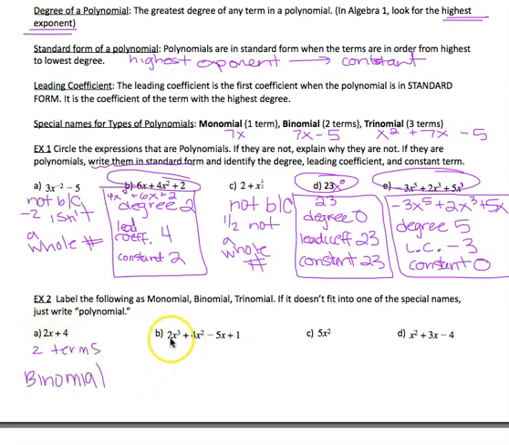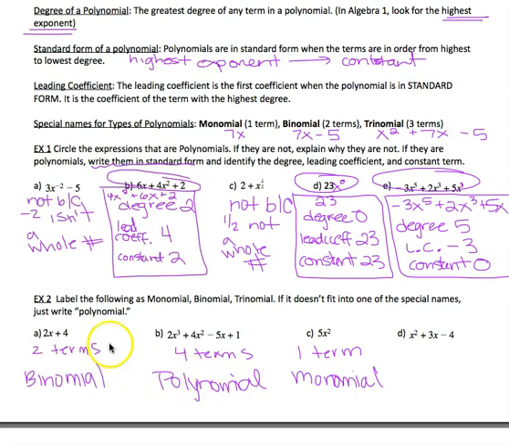All right, and this next one, I don't have any like terms either, and I have 1, 2, 3, 4 terms, which up here isn't in our list. So it tells us in the directions, if it doesn't fit into one of the special names, just write polynomial, which is what we do here. All right, C, this has just 1 term, so that means this is a monomial.